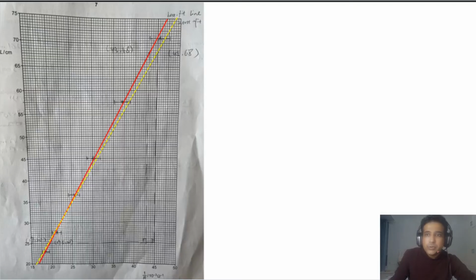So you can see this one is the best fit line, the red one is representing the best fit line, and the yellow one is representing the worst fit line. The best fit line has to fit all the points, and the worst fit line has to pass through all the error bars. You can draw the shallowest one, or you can draw the steepest one.